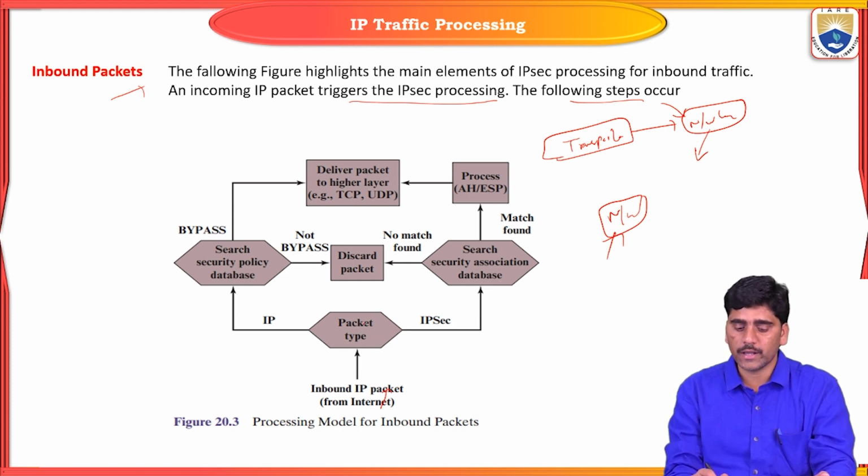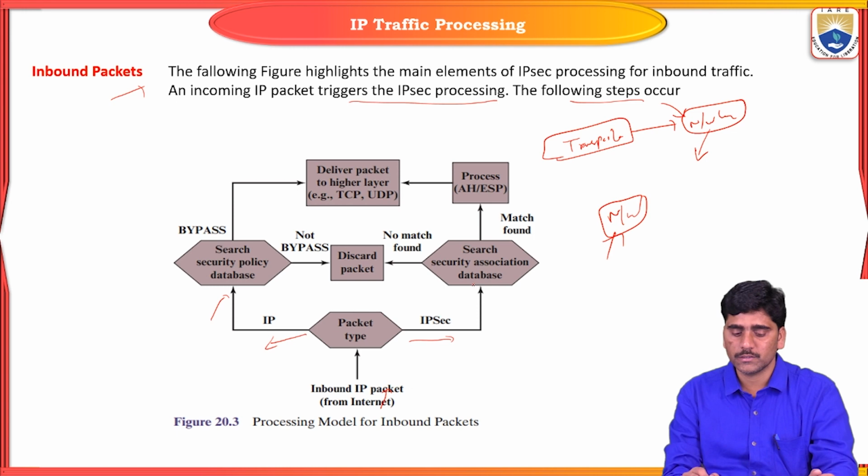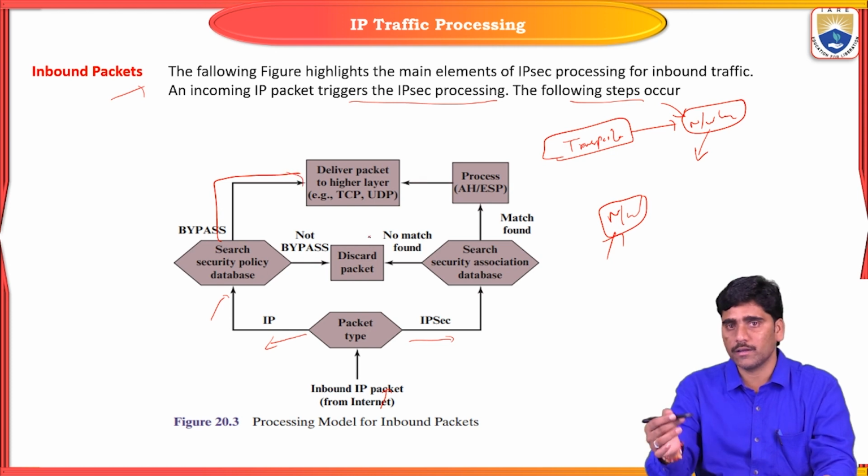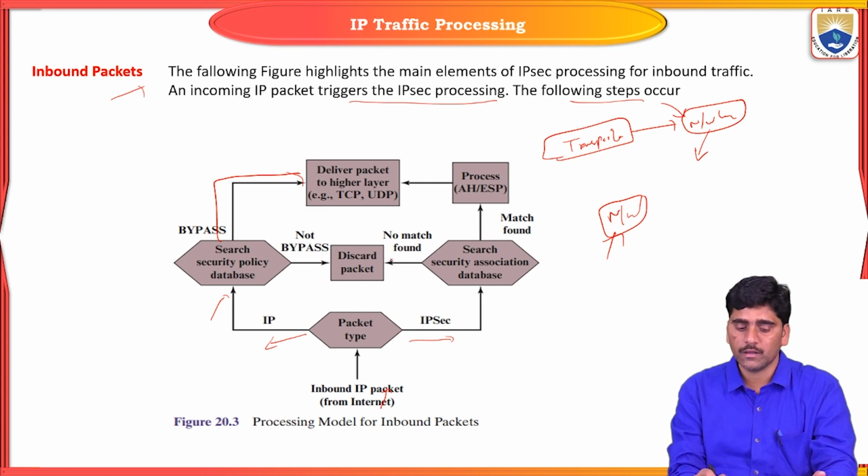It checks whether the packet type is an IP packet or an IP secure packet. If the packet that arrived at the internet layer is an IP packet, then it searches the security policy database. If the security policy database search is bypassed, then deliver the packet to the higher layer, that is, the transport layer. If it is not bypassed, then discard the packet.